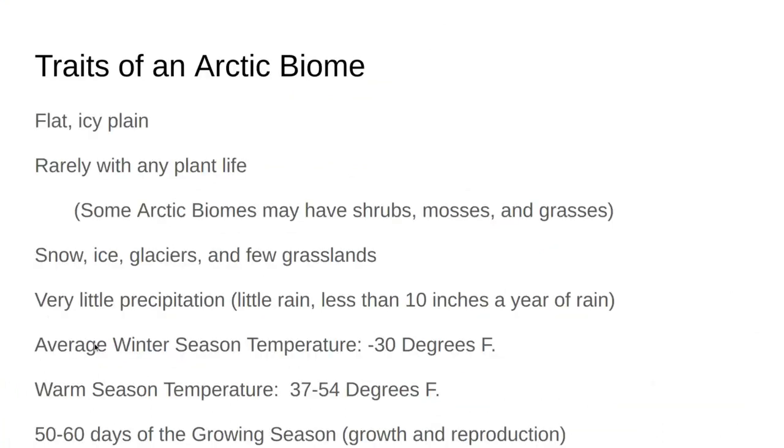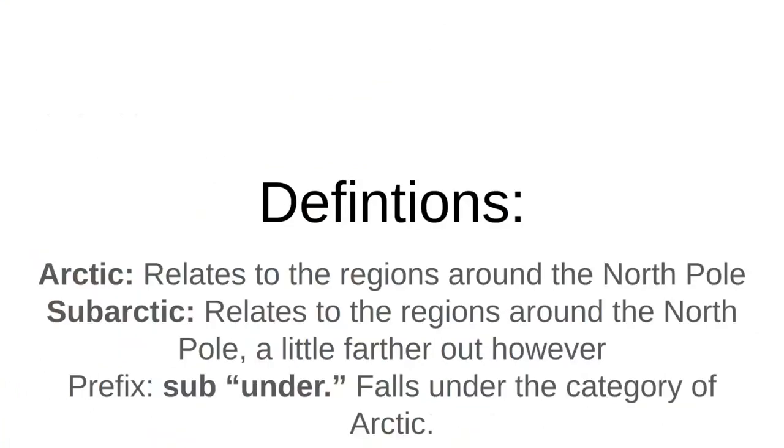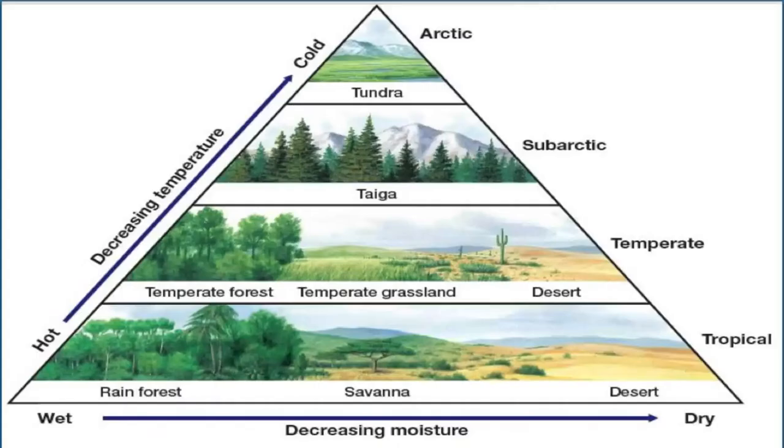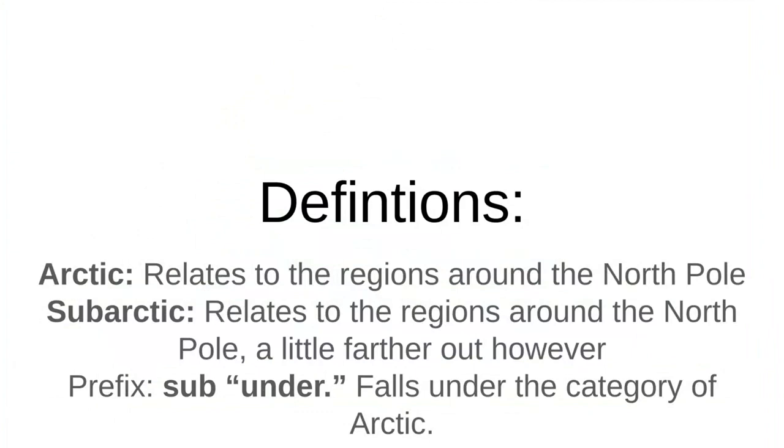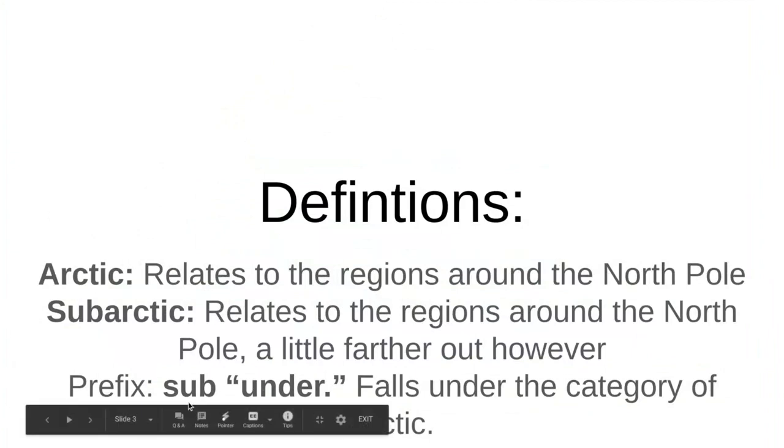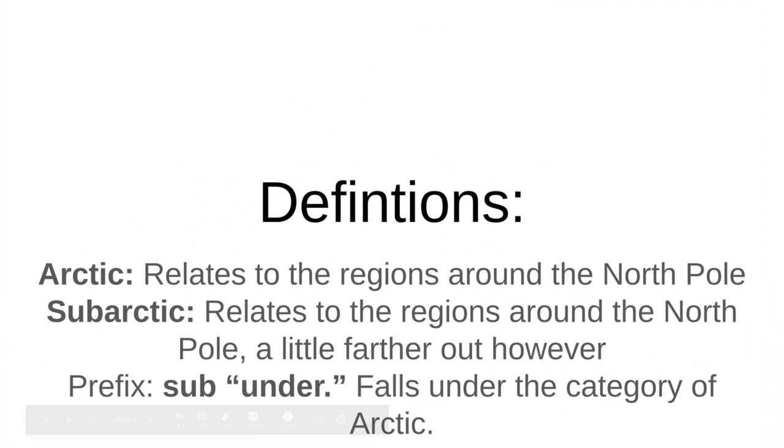Subarctic also relates to regions around the North Pole, but it might be a little farther out, so near it, but not so close to it where we get no trees. Because as you can see in the diagram, in the subarctic we still have a lot of tall trees. We have more plant life that's apparent. And notice our prefix here, like we learned before with our root words, the prefix sub means under, falls under the category of Arctic.